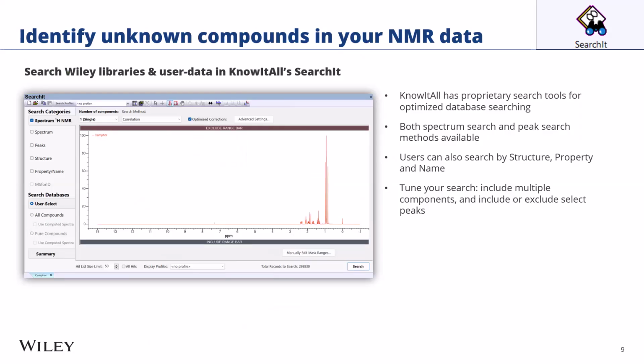And of course, we offer searching tools as well, so you can perform spectrum to spectrum comparisons. And KnowItAll itself has proprietary tools to improve the quality of your search. We offer different searching methods. This includes spectrum searches, peak searches, or searching by metadata such as your property or name, or even search by structure.